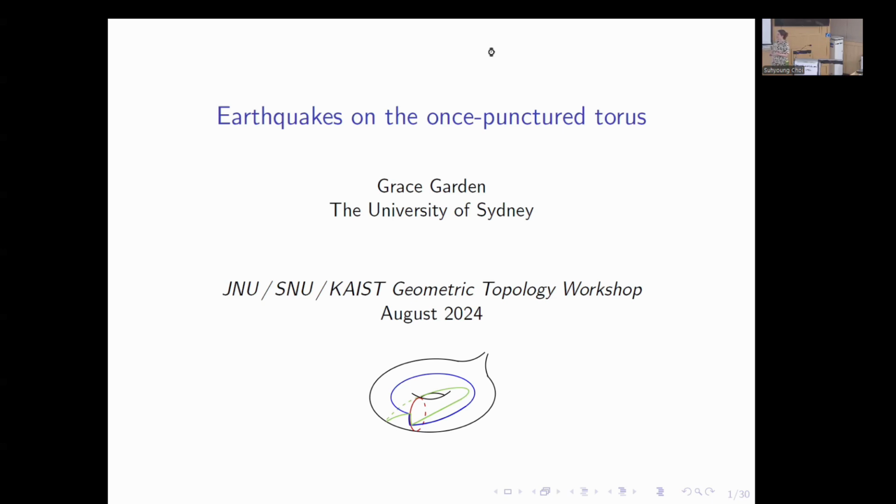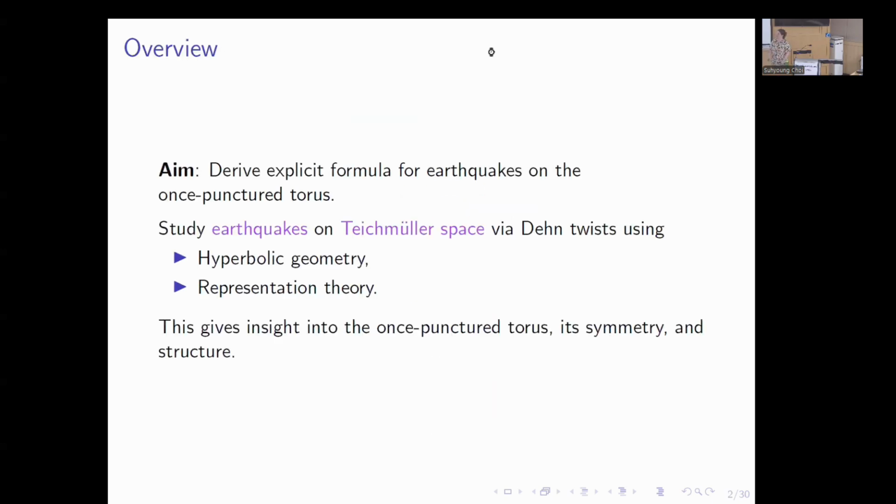So I'm Grace, and I'm going to talk about some work that I did at the beginning of my PhD on earthquakes on the once-punctured torus. So what is the aim of the work in this talk? We're going to derive some explicit formula for earthquakes on this example for the once-punctured torus. And we're going to study earthquakes which act on Teichmüller space via Dehn twists.